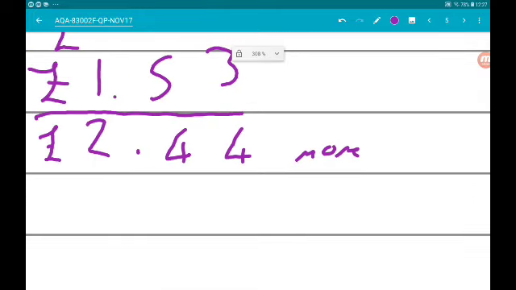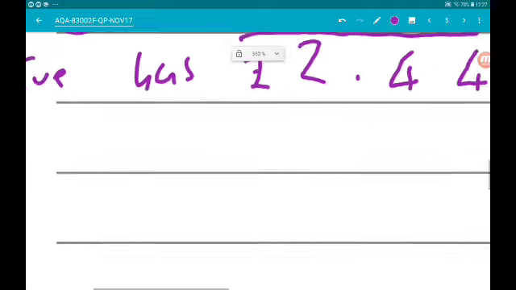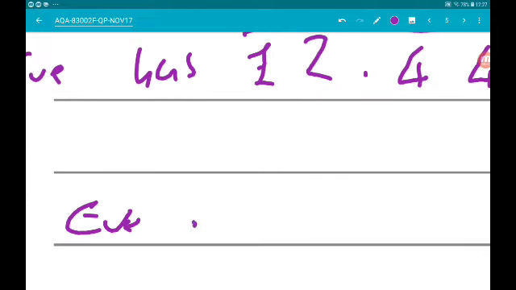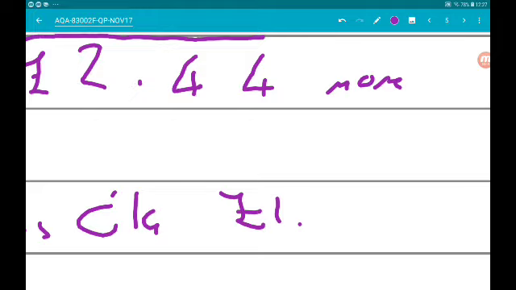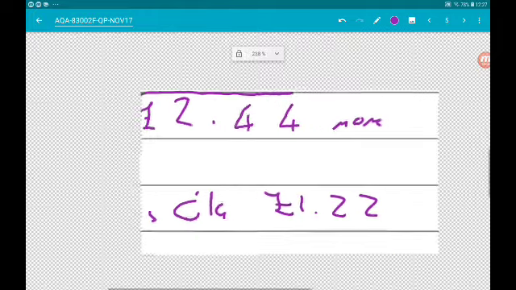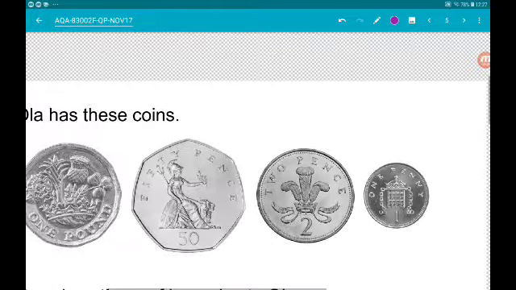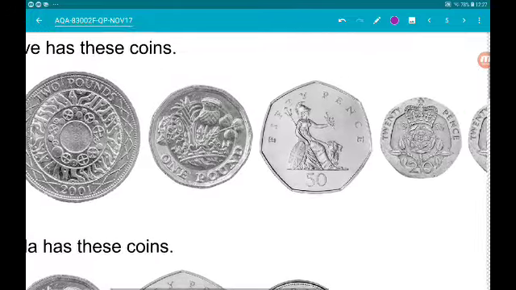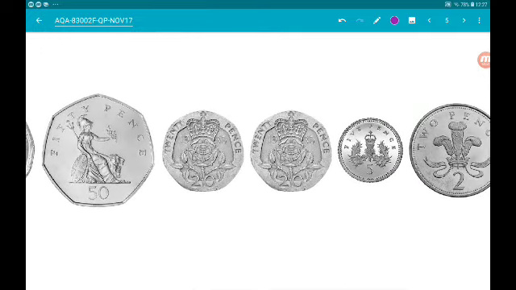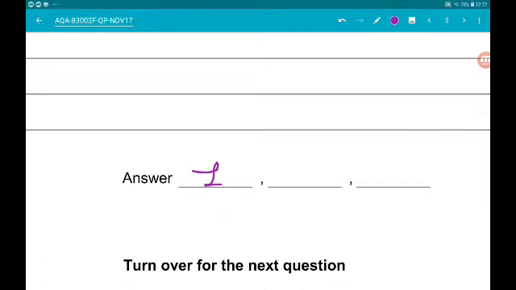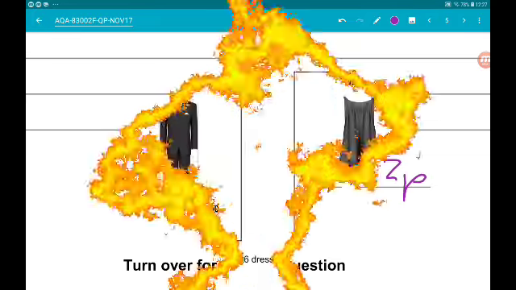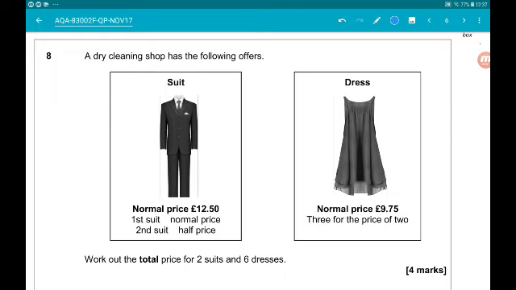So for them again to end up with the same amount, Eve gives Ola half of £2.44, so £1.22. So she does that in 3 coins. So she's going to give her the £1, a 20, and the 2p. So it's a £1, 20p, and 2p. Cool.